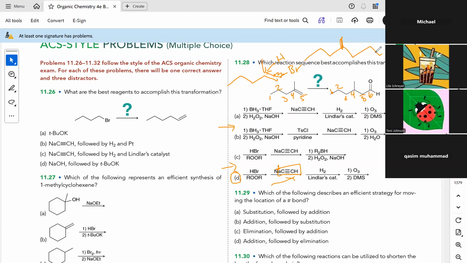And now, rather, I should have drawn it this way because it's now going to be a terminal alkyne. So I'm going to treat this with Lindlar's catalyst, and I end up with an alkene intermediate here. Then after ozonolysis, I will end up with this aldehyde functional group on the end. So keep track of your steps. When you have enough space, you'll have a scratch paper to use. So I would draw out each individual step, what your product is after each set of reagents.